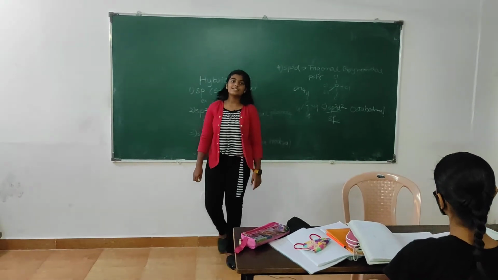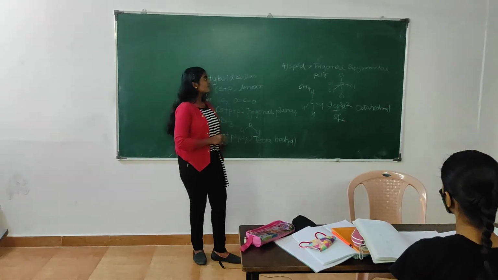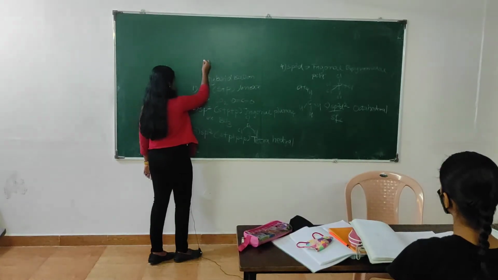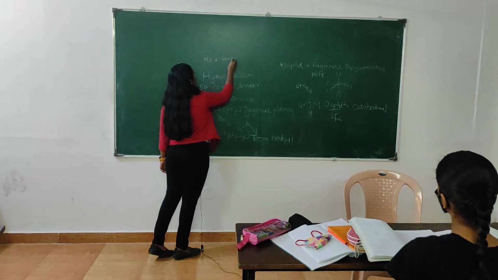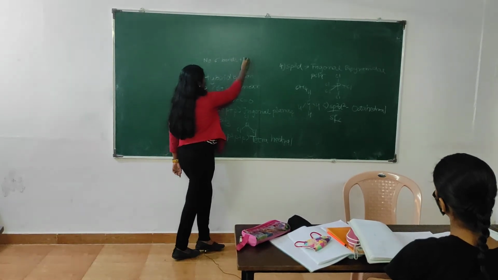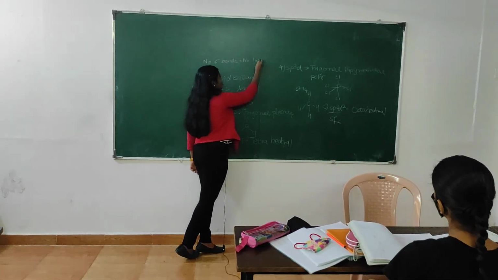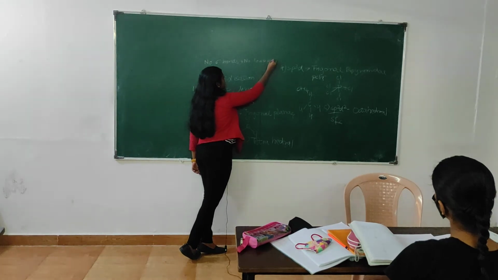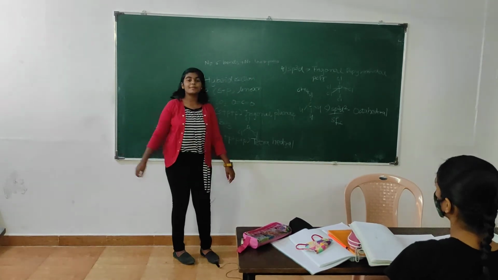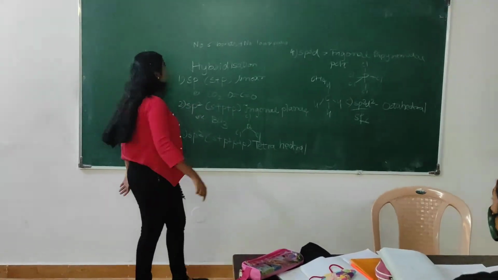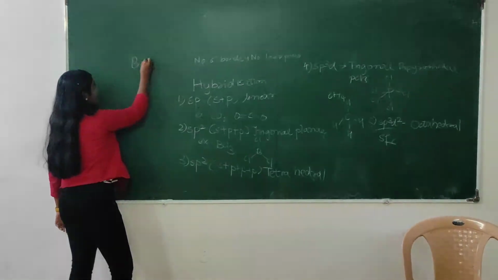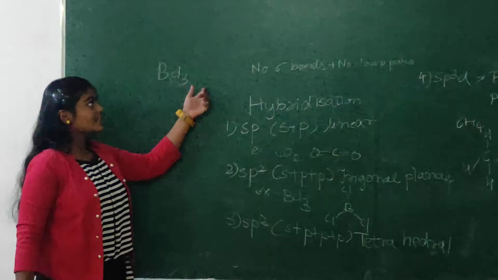Now moving towards the formula to find the hybridization. The formula to find the hybridization is number of sigma bonds plus number of lone pairs. I hope everybody knows what we mean by lone pairs. Lone pairs are the pairs of non-bonding electrons. We will take the same example, that is BCl3, and substitute the values in the formula.